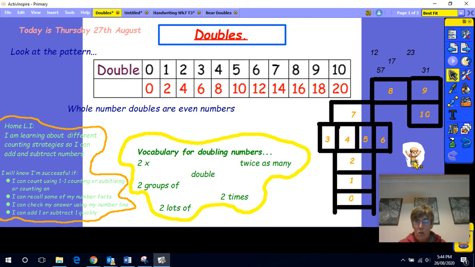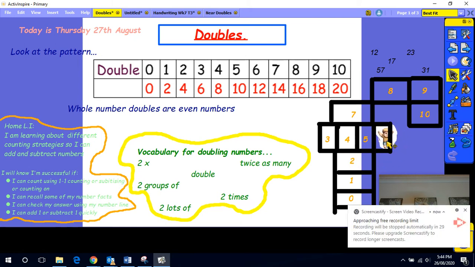The other way you could use it is you could get a small stone and you could throw the stone somewhere on that grid, and it might land up here on the number 6. So you would jump into number 6 and go 6 and 6 is 12. And then you might pick up the stone and it might land in your number 10 square. So you'd go 10 and 10 is 20. So that is one way that that will help you remember your double facts.